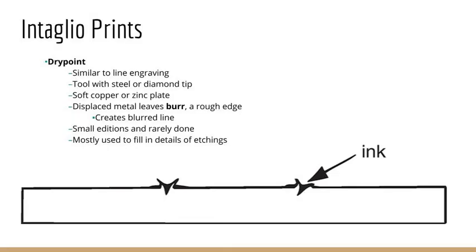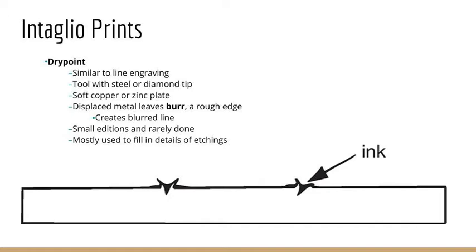Now let's talk a little bit about intaglio prints. And a good, most common example of intaglio printing is dry point prints. It's similar to line engraving, but a little bit different. You use a tool with a steel or a diamond tip and a soft copper or zinc plate. And when you make all of the etchings, the displaced metal leaves burr, which is a rough edge.